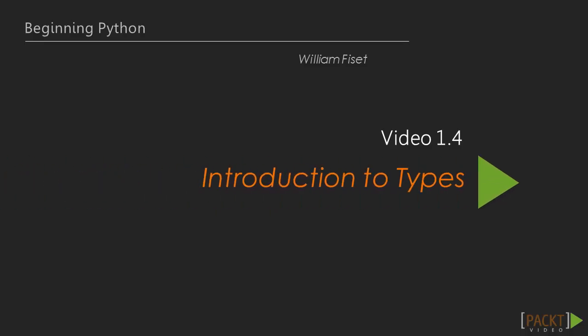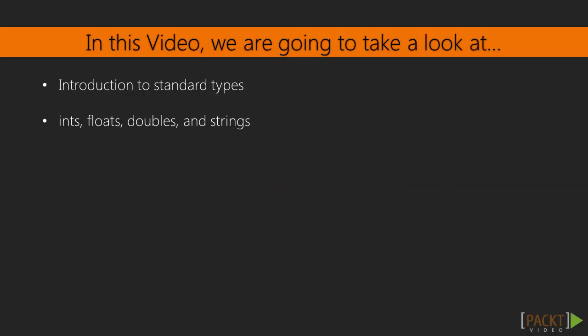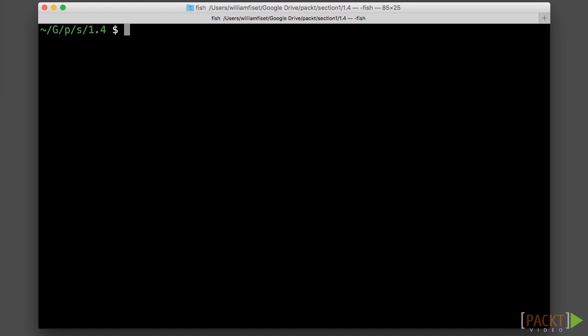Welcome to Introduction to Types. In this video, we are going to look at the basic types in Python. This will include integers, floats, doubles, and strings. For this video, we will not be working in the Atom editor, but instead on the command line in Python's interactive shell, which is a great environment for testing.